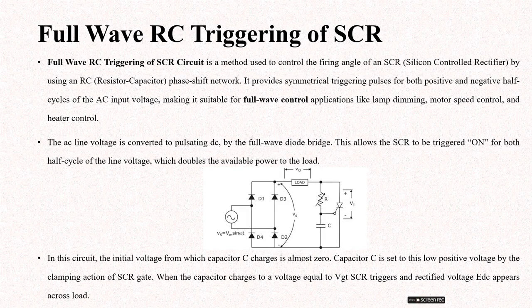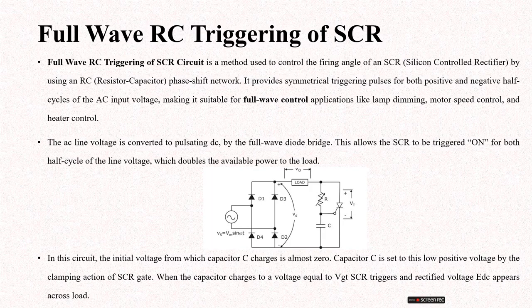Why do we use the RC circuit and what is its function? The RC firing circuit allows control of the firing angle over a wide range compared to the R firing circuit. This circuit contains four diodes, a resistor, a capacitor, and a thyristor. The power to the load is controlled depending upon the firing angle of the thyristor.